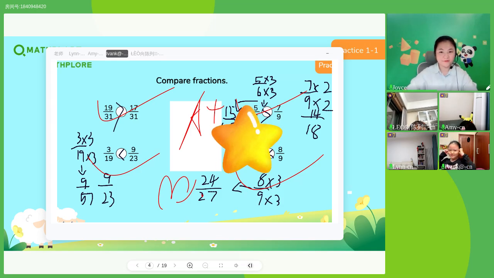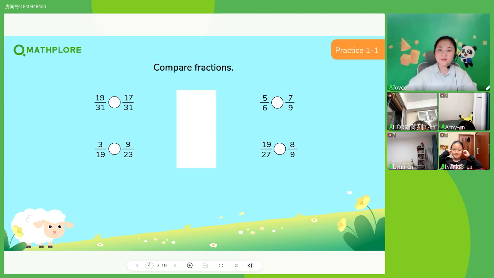Okay, great job, everyone. We have finished in time. So look, you guys are all correct. When you have the same denominators, you can compare them easily, right? And when their denominators and numerators are different, you can try to look at them. Do they have any multiple relationship? If they do, you can convert only one of them, right?